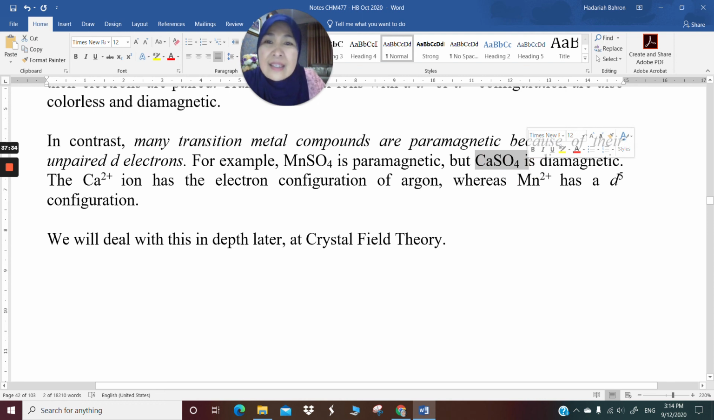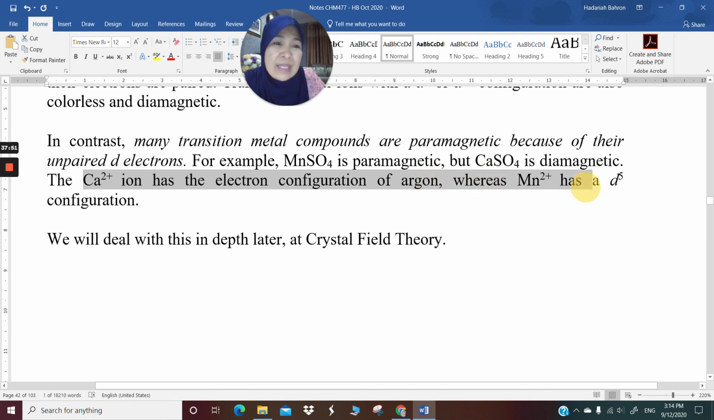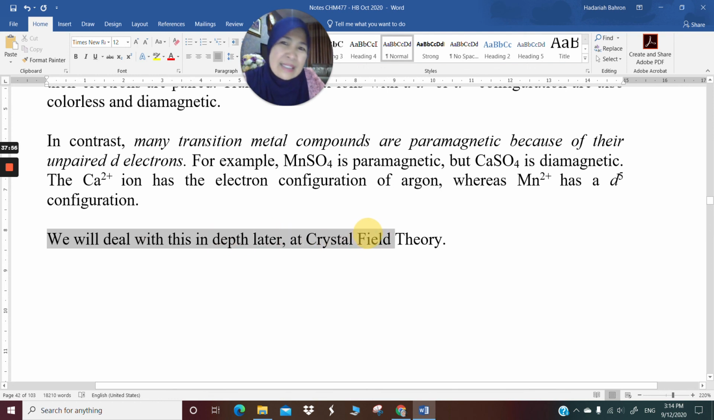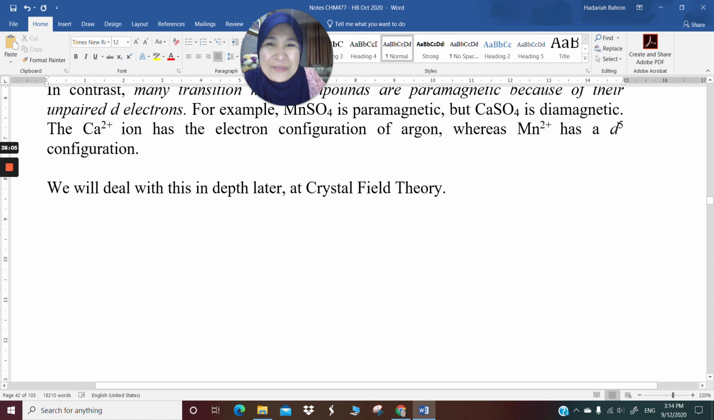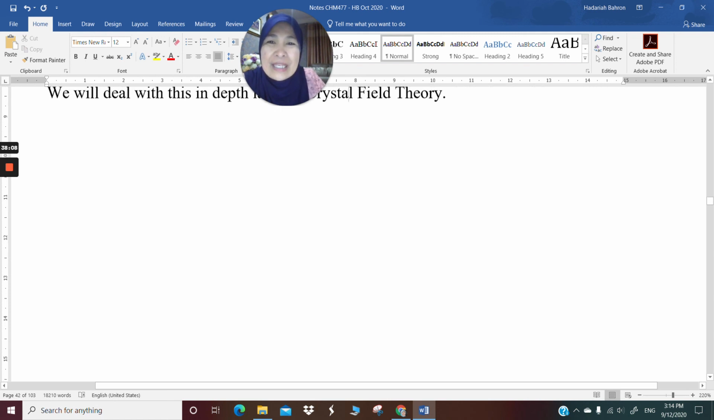But calcium sulfate, calcium is not a transition metal. Calcium is a representative metal. So calcium sulfate is diamagnetic. It is not attracted to a magnetic field. The calcium ion has the electron configuration of argon, whereas manganese has a d5 configuration. We will deal with this magnetism, we will deal with colors as we go later into crystal field theory. But this is just a sneak preview of what we will encounter.